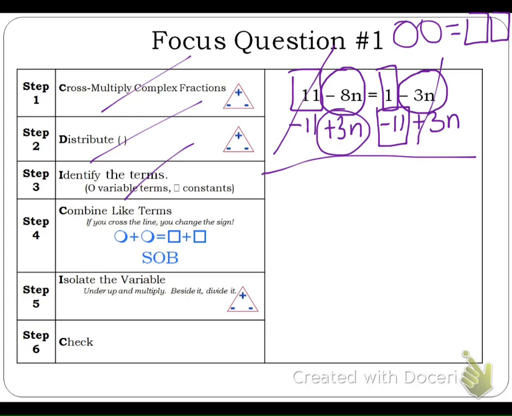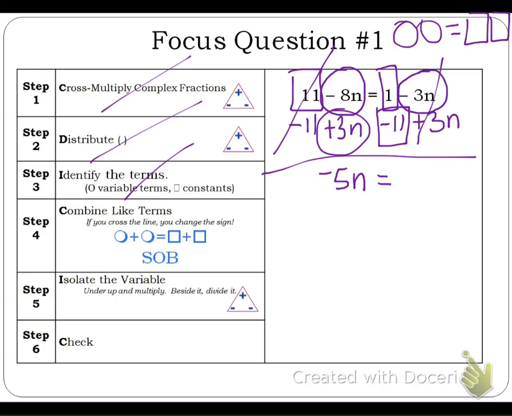I combine my variable terms just like in the previous lesson. We just combine their coefficients together using the SOB rule. So negative 8 and positive 3, those are opposite signs, so we have to subtract. 8 minus 3 is 5, but the bigger sign wins, so it's a negative 5. And the n just carries down, it doesn't change at all. It's like saying, I have negative 8 napkins plus 3 napkins equals negative 5 napkins. Equals.